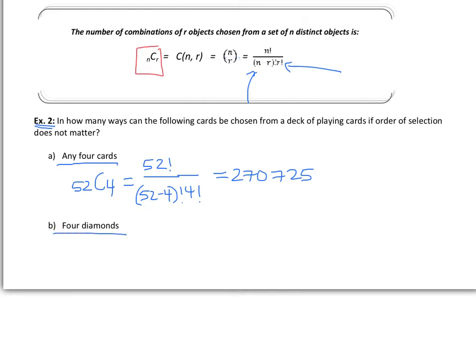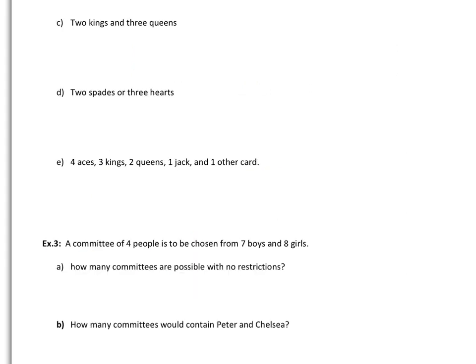So in the deck of cards, there are 13 different diamonds available, and there are 4 that we are considering choosing. So we have 13 choose 4, and I'm just going to write this out for practice. So that's 13 factorial over 13 minus 4 factorial times 4 factorial, which is equal to 715.